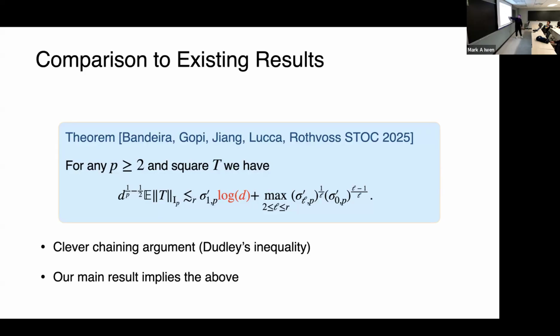It turns out that even though these variance parameters are not exactly the same as ours, it's not too hard to show that we can always upper bound our variance parameters by theirs. And so our result implies their result immediately, but without this log d factor. Even in the case p equals 2, there's this log d factor that's somewhat annoying, and it's not supposed to be there, I guess, based on what we've shown. The technical reason why it comes up is because Dudley's inequality often gives an extra log factor. And that's really what's coming up here.